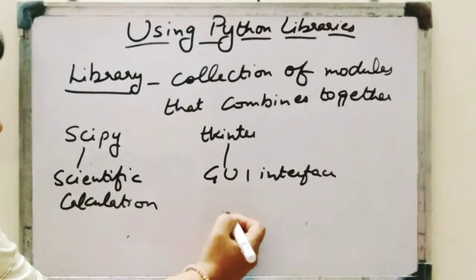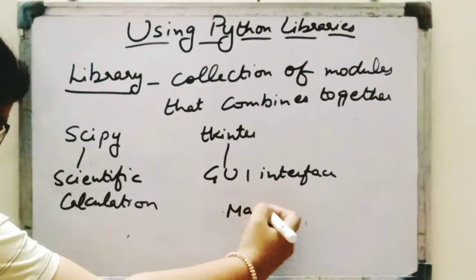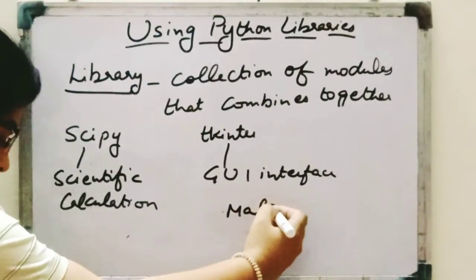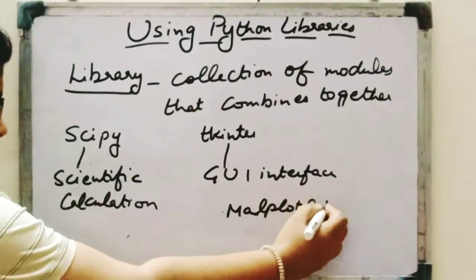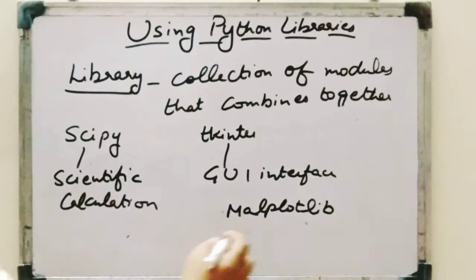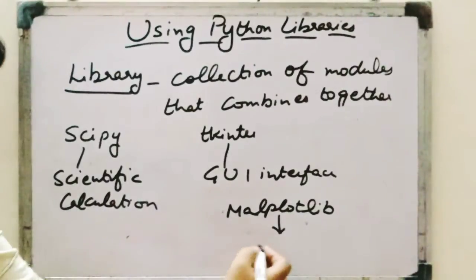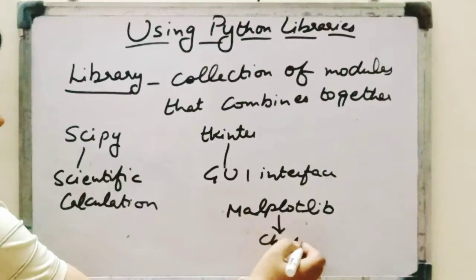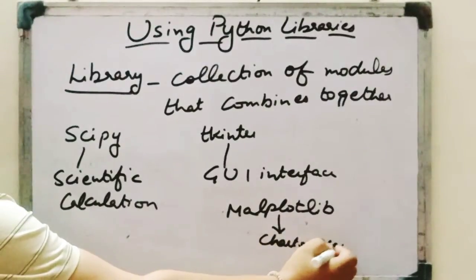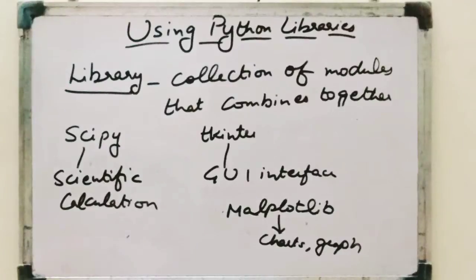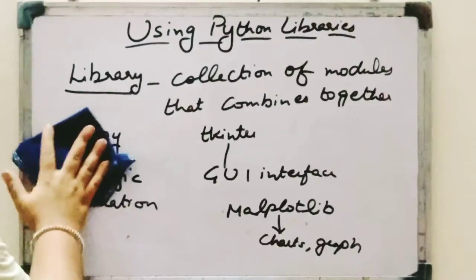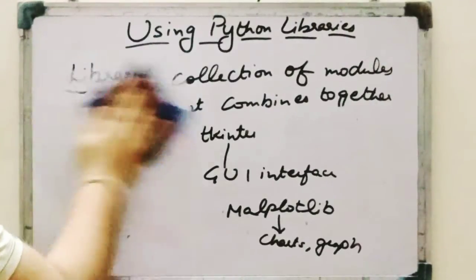And then the last one is matplotlib. In this library, we have various formats like charts and graphs. So when you want to work upon these, you will use matplotlib. Okay, so these are all the libraries which are used in this Python library chapter.